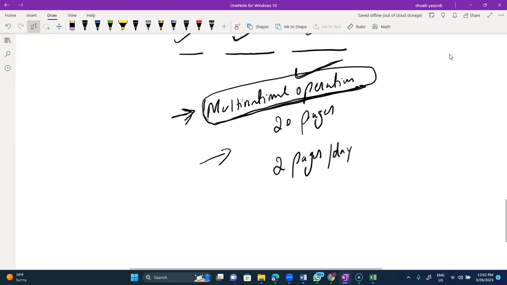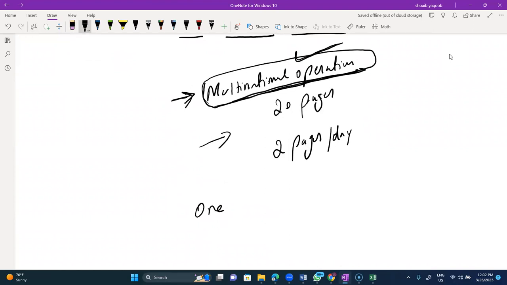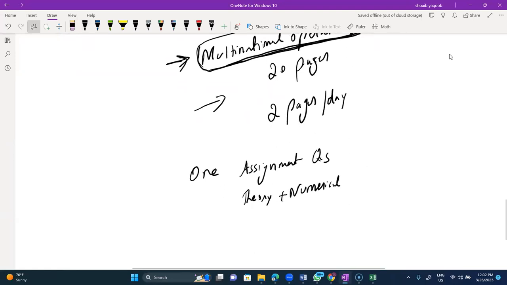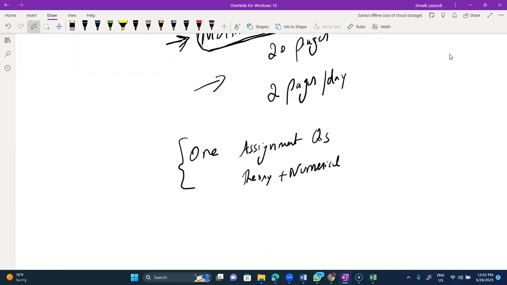So should I give you one assignment question, with theory and numerical? And you have to send it back. I will give you the email. You will have to email me that question by writing the numerical and theory. If anyone sends me the question without theory, I will not accept that assignment. Okay, that is a must.